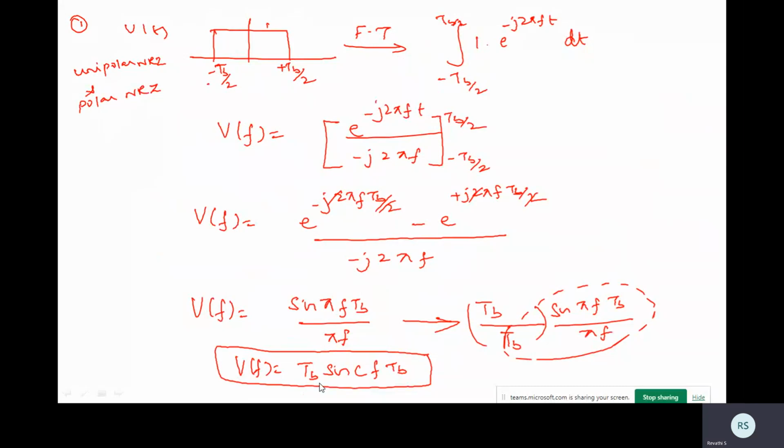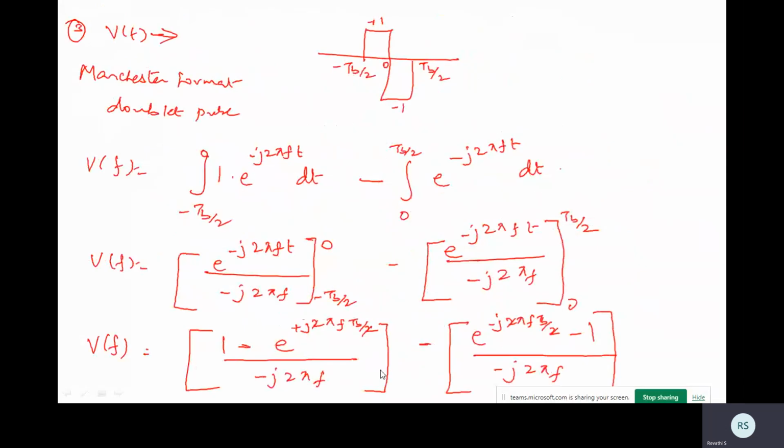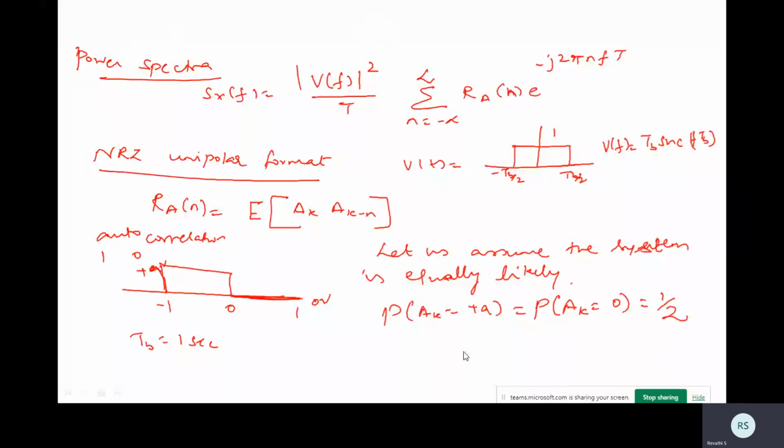Similarly for quaternary, we got V of f, and the third different pulse is the Manchester format, which is a doublet pulse, and for this we got V of f like this. Till this we completed yesterday, and we started understanding how to calculate the power spectra. We have understood how to calculate the V of f component.